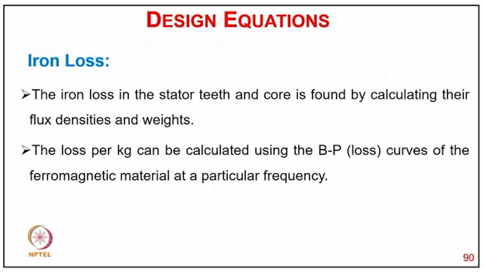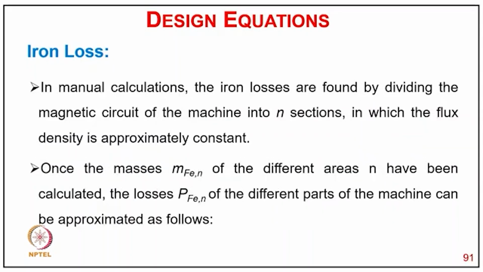Now coming to iron loss calculation, the iron loss in the stator teeth and core is found by calculating their flux density and weight. The loss per kg can be calculated using the B versus P characteristic of the paramagnetic material used at a particular frequency for designing the stator teeth and stator core. So in manual calculation, the iron losses are found by dividing the magnetic circuit of the machine into n sections, with the flux density approximated as constant, and once the mass Mfen of the different areas has been calculated, the losses Pfen of different parts of the machine can be approximated as follows.